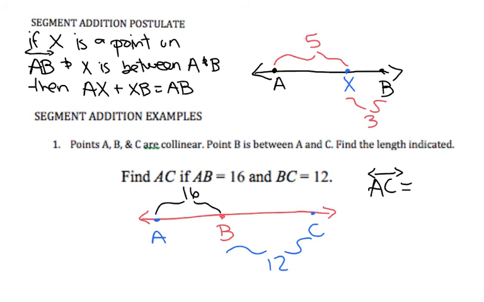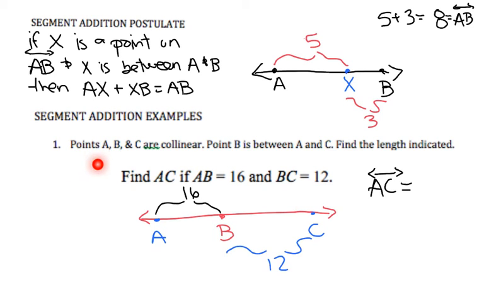So, example here, if I have AX is 5, 5 plus XB is 3, and I just simply add those together, yes, I know, very basic, we'd get 8. So that would mean that line AB is 8. So let's do a few more segment addition examples.